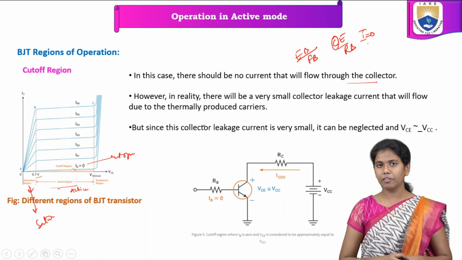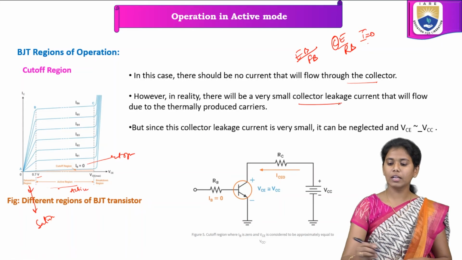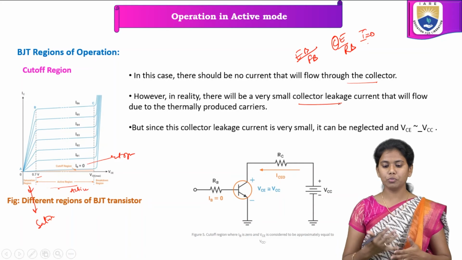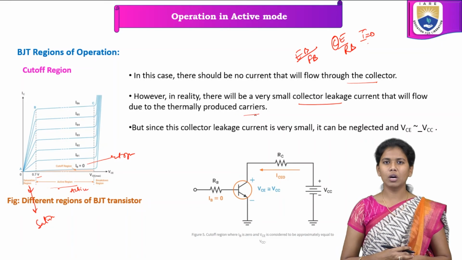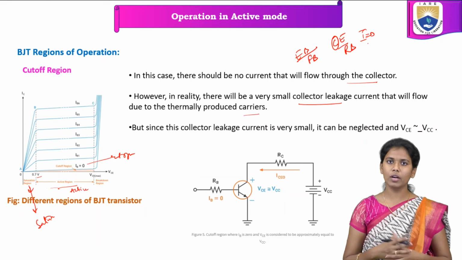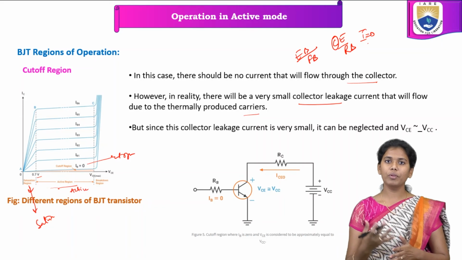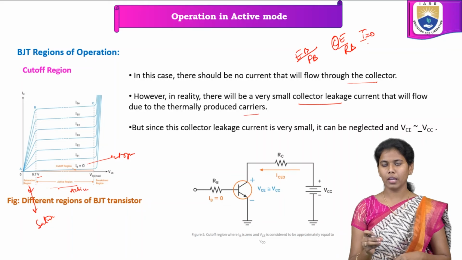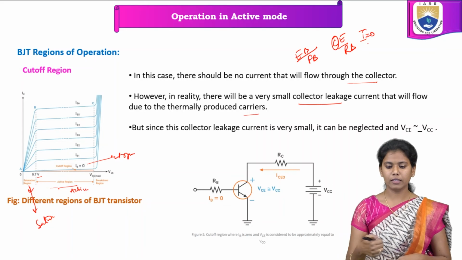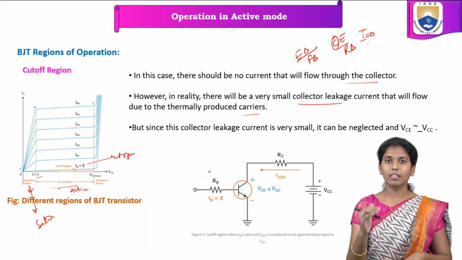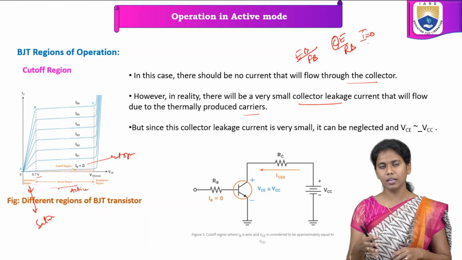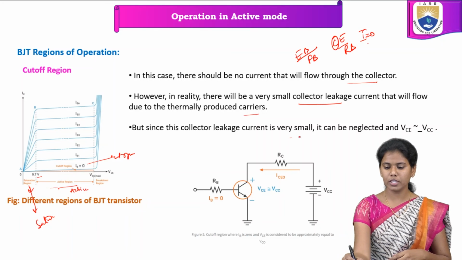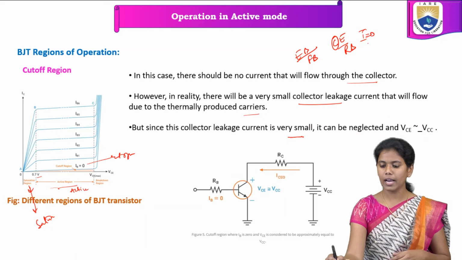However, in reality, if you observe, a small collector leakage current will flow due to thermally produced carriers. So we might say that there's no current flow, but when it comes to reality, we will observe that a little current will flow in the collector base. That little current flowing in the collector is nothing but the collector leakage current, and it is very small and we can neglect it.